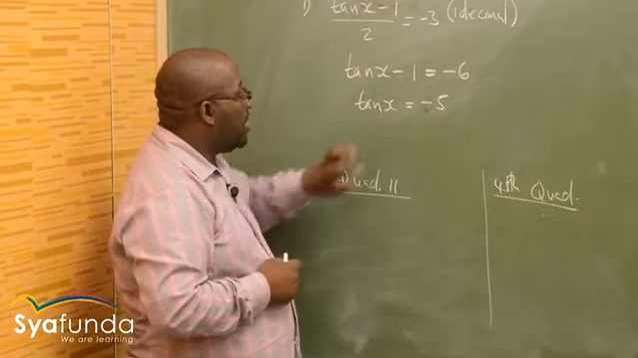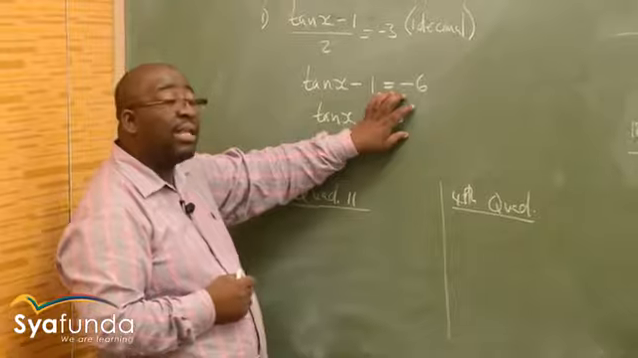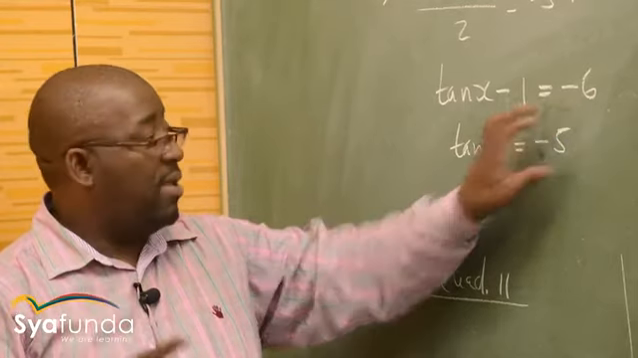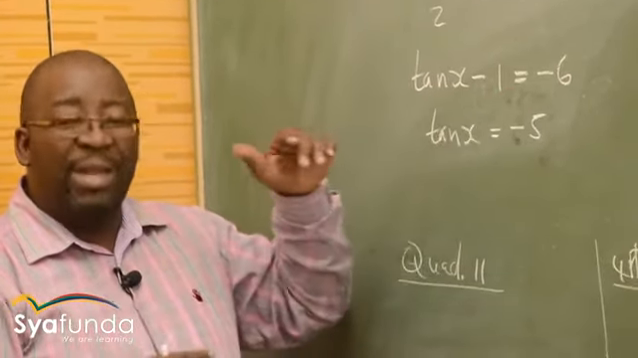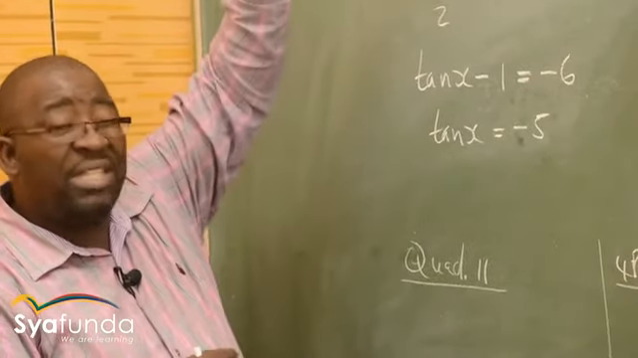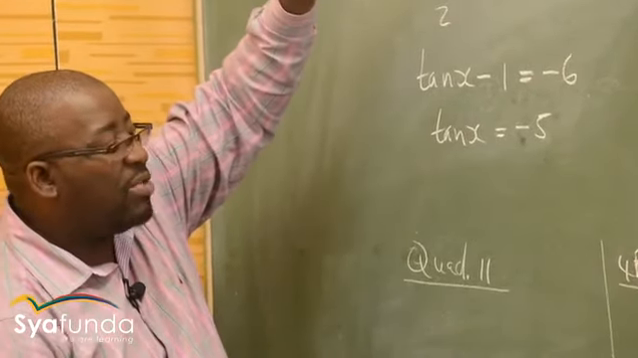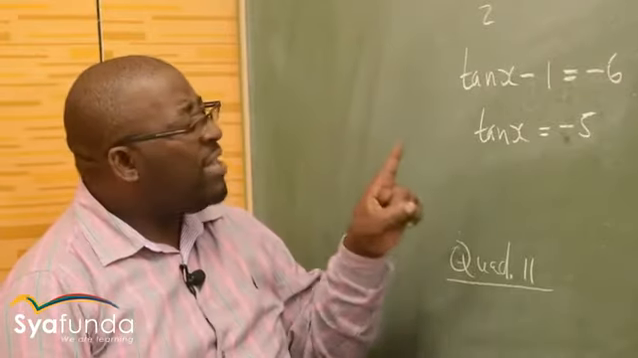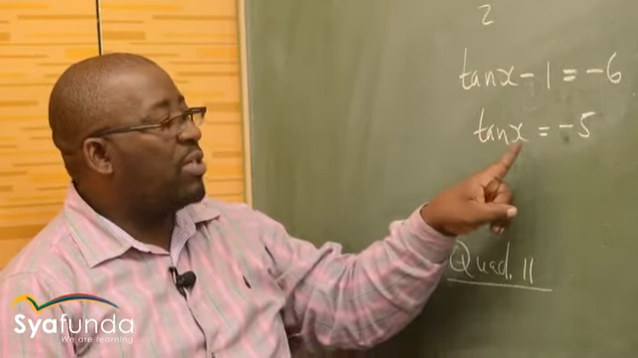Now, let's move on. This is tan is equal to minus 5. Remember one thing only. Tan has no limit. It can go up to positive infinity and it can come down into negative infinity. What if here we had sine x equals to minus 5?